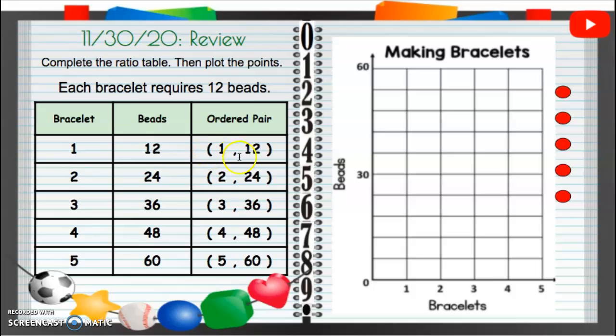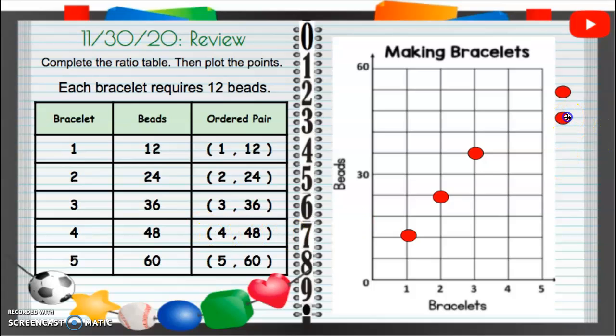So the first one, we're going to plot them. So we're going to go over to 1, and then we're going to go up to 12. So this will be 6, and then we'll have 12 here. Over 2, up to 24. So 6, 12, 18, 24. Over 3, up to 36. So we're going to go 3 on our x-axis. 36. So we have 30, and then another 6 would be 36.